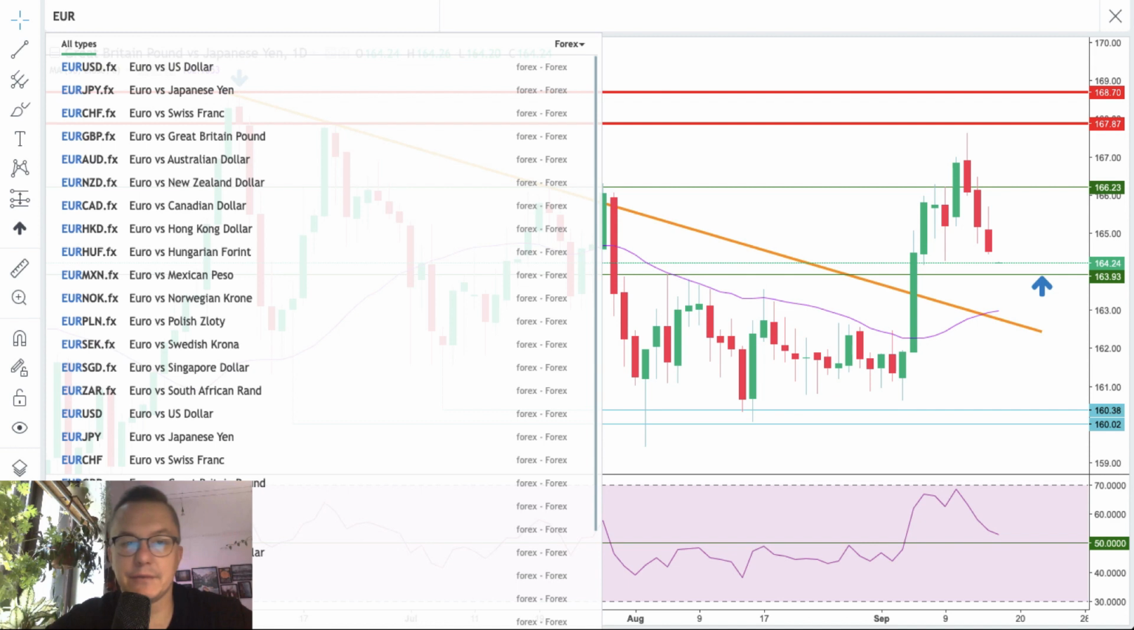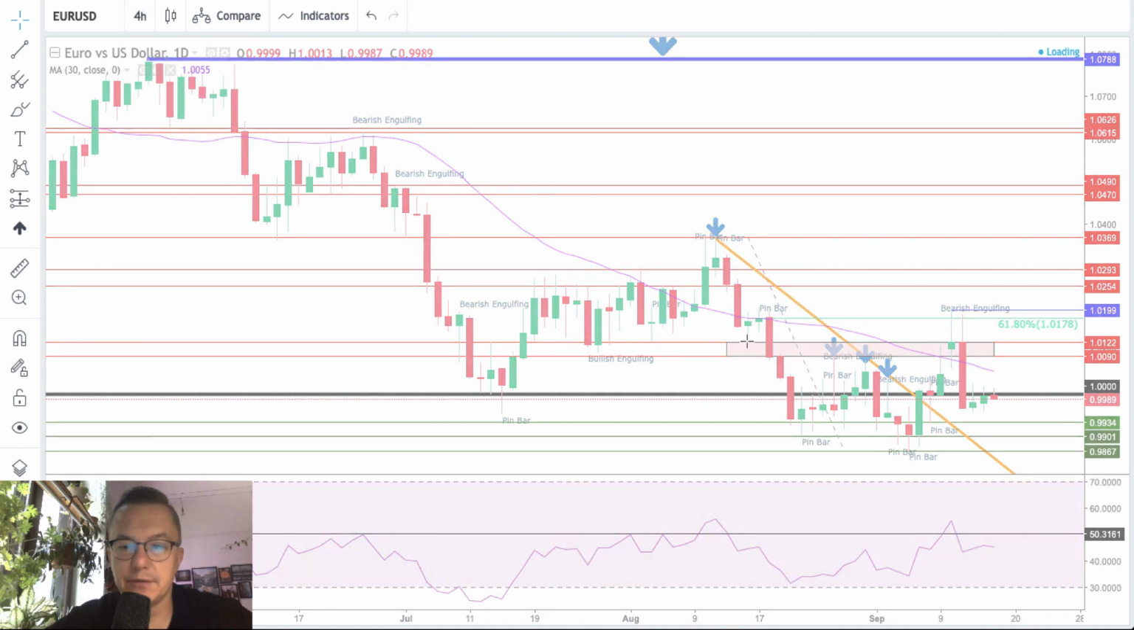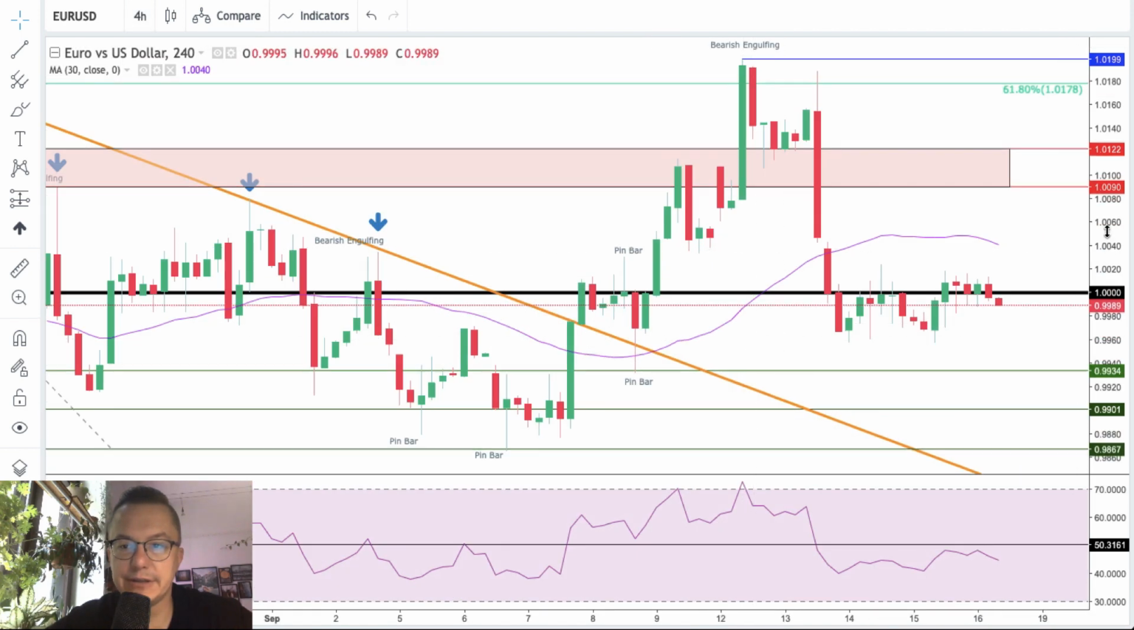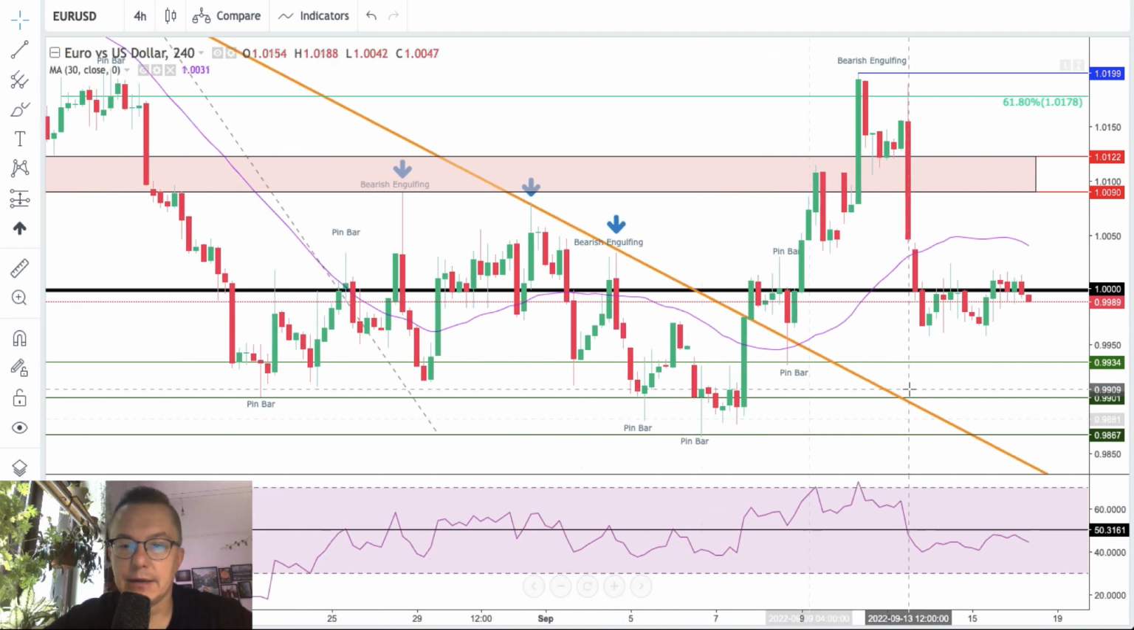Because we have data from the US, let's find out what EUR/USD is doing, and of course we will switch back to the 4-hour chart. On the 4-hour chart, we can see that the volatility to the downside has been subdued. We retraced 61%, had a big sell-off, and now we consolidate in a very, very narrow range.